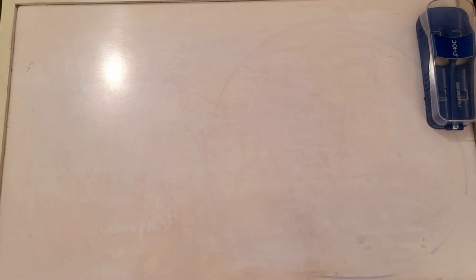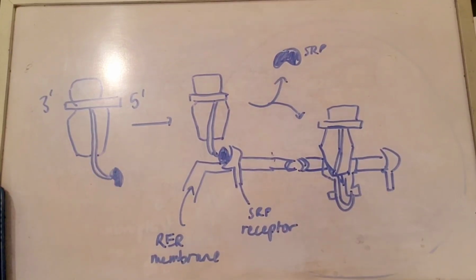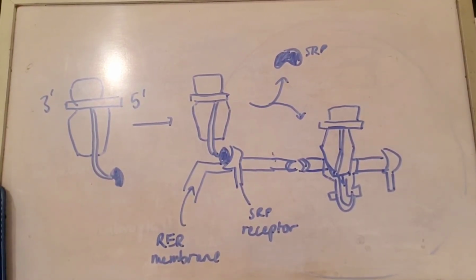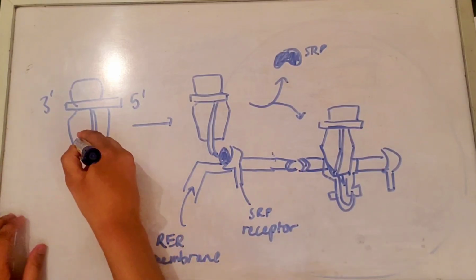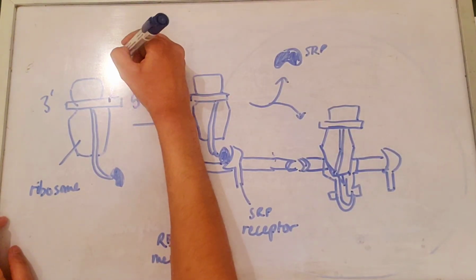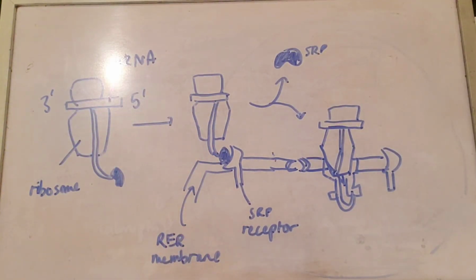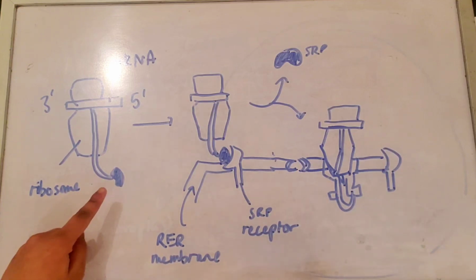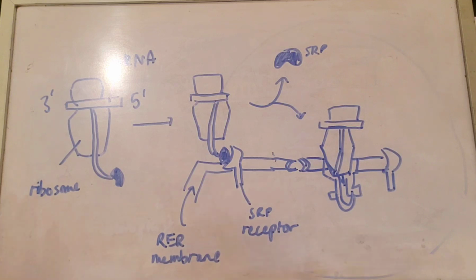So I'm going to draw a diagram that should hopefully explain this in a bit more detail. Okay, so this may look a little complicated, so we're going to do it step by step. This right here, this big thing, is the ribosome. That is the mRNA. You can see the 3' end and the 5' end. This right here is a signal recognition particle, the SRP. What it does is it binds to the signal polypeptide as it comes out of the ribosome.